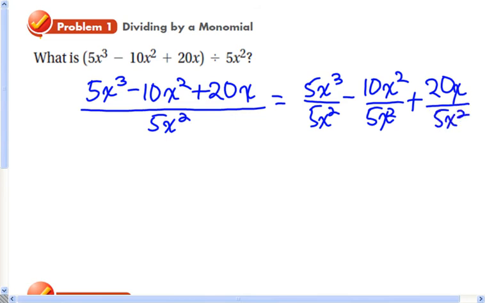Now when we do that, the 5's cancel, and we get x to the 3 minus 2, which is x to the 1. And then minus 10 divided by 5 is 2. And x squared divided by x squared is x to the 0, which basically cancels. And then the last rational expression simplifies to 20 divided by 5 is 4 over x to the first minus x to the second, which is x to the negative first, or 1 over x. So we end up with 4 over x for that fraction. All right, you try that.